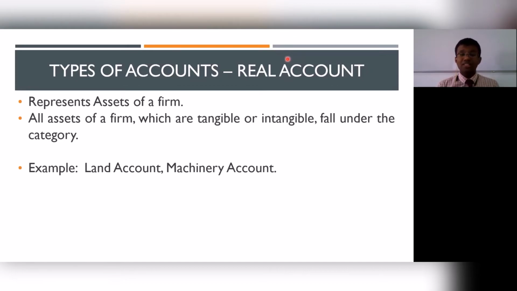So tangible assets are those you can touch and feel. Intangible assets are those you can't touch and feel, but they're still essential for a company. Okay, so your real account includes both tangible as well as intangible assets. So some examples of tangible assets are land, machinery. Okay, some examples of intangible assets, goodwill, patents, copyrights. Okay, these are examples of intangible assets. So whenever the account represents a tangible or an intangible asset, it is referred to as real in nature.